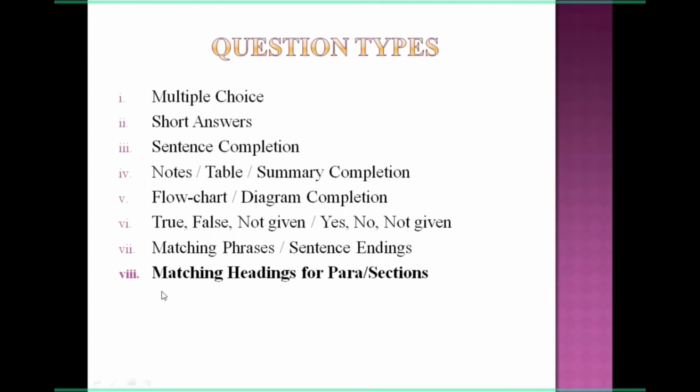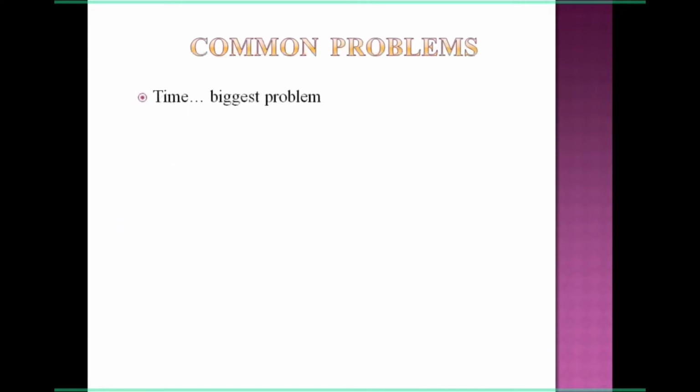The second last is matching headings for paragraphs or sections. This is also called list of headings type questions. These questions are relatively tricky, so we will do these questions in detail. And the last one is matching information with paragraph or section number. It is also called which paragraph contains the following information type question. And these two question types are relatively complicated, so we will discuss these questions in detail in the next lectures.